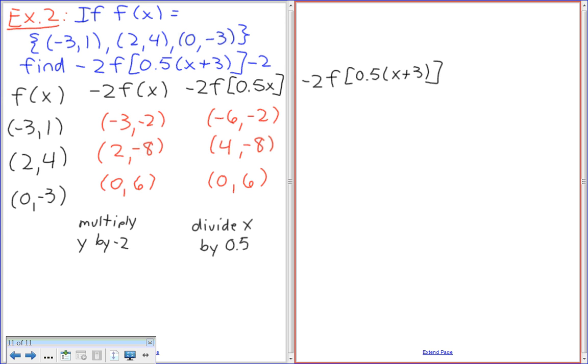Subtract 3 from x. So yeah, we're going to subtract 3 from x. Subtract 3 from x. Okay. David, can you please subtract 3 from all the x's? Go ahead. Negative 6, negative 9, negative 2. Good, right? And then 1 and negative 3. Yeah. And then negative 3, 6.